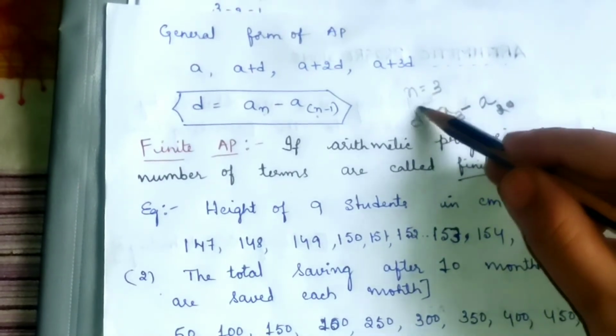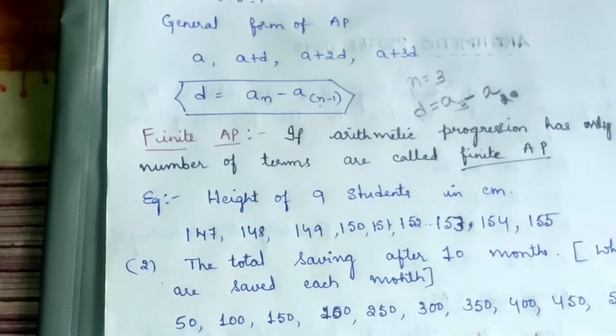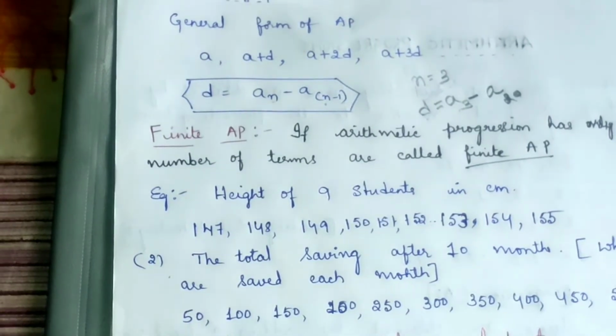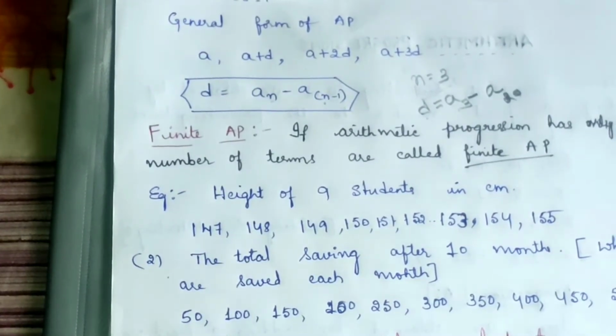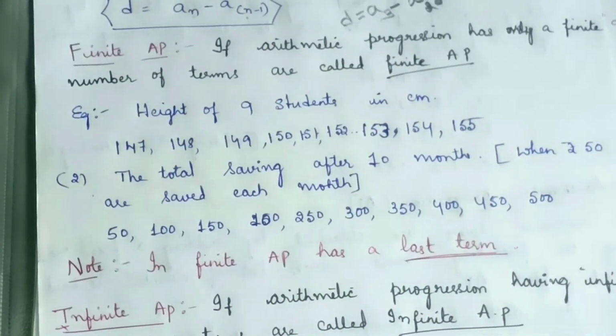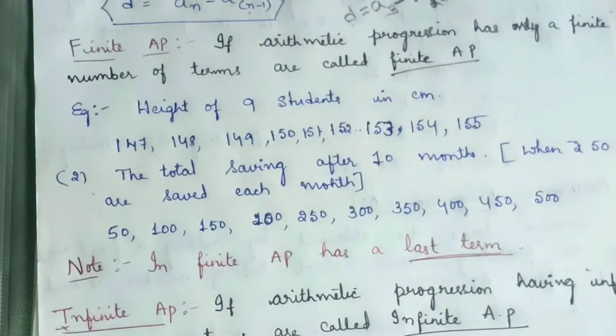It doesn't mean that you should take n equal to 3. You can take any number. You can find the common difference with the help of successive number minus preceding number. We have two types of arithmetic progression: one is finite arithmetic progression and the second one is infinite arithmetic progression.